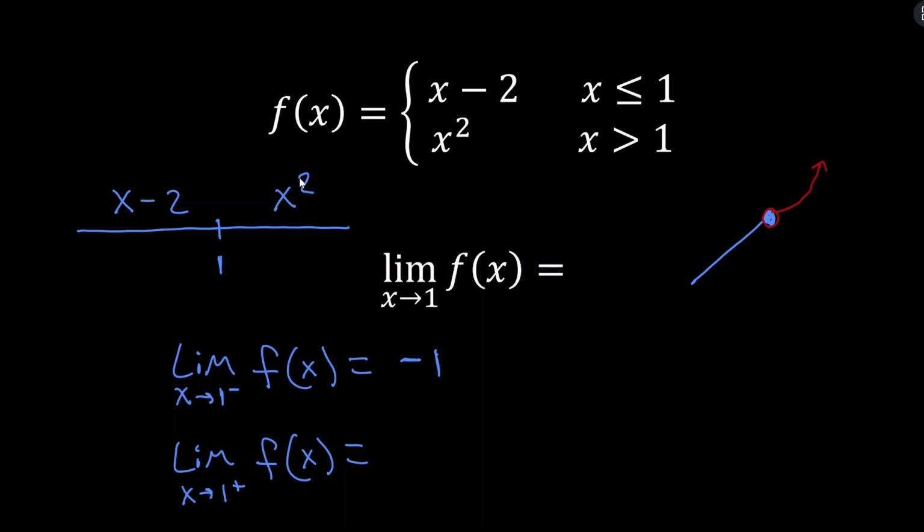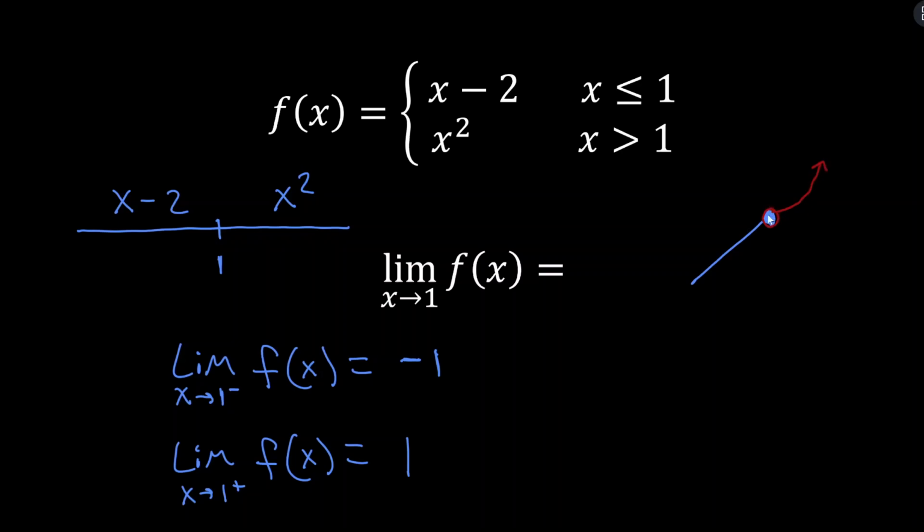When we plug 1 into the expression on the right, 1 squared, that's 1. How do we know that's the limit? Because maybe you're thinking, well, wait a minute, the function isn't defined as x squared when x equals 1. It's defined as x minus 2. That's okay.